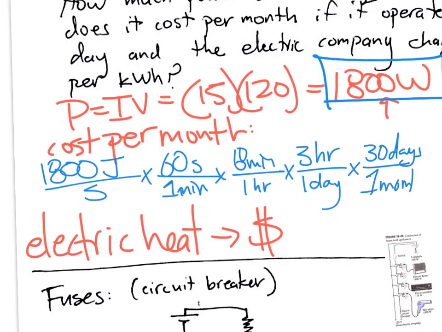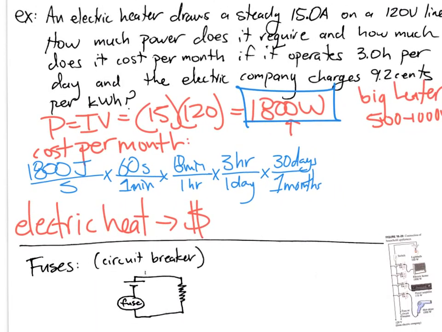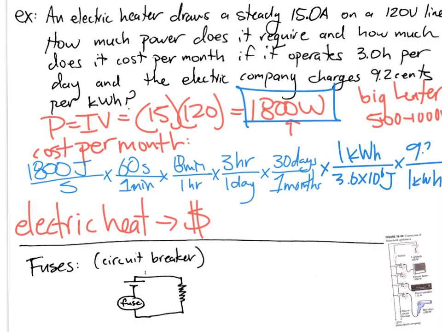Okay, we have months now in the bottom, which is what we want, but we want cents up top, or dollars. We want cost. So the other information we know is 9.2 cents per kilowatt hour. So we're going to go from joules to kilowatt hours to cents. 3.6 times 10 to the 6th joules was 1 kilowatt hour. And prices have gone down: 1 kilowatt hour costs 9.2 cents. Whew, almost ran out of space.